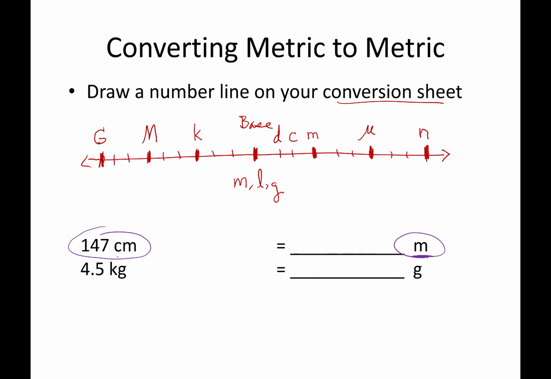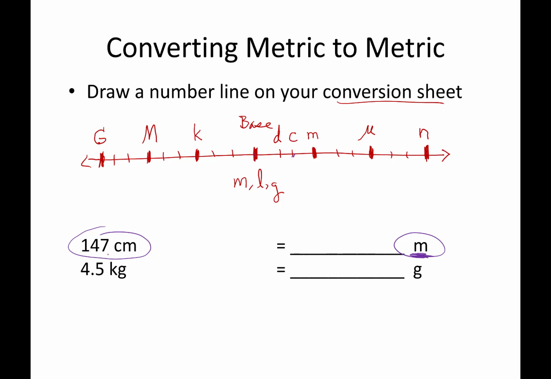If there were two letters like cm, centimeters, then I knew it would be a base plus a metric prefix. But it's only a base, and I know it's a base because it only has one letter. So I'm going to go from centi to meters, from centi back to meters.